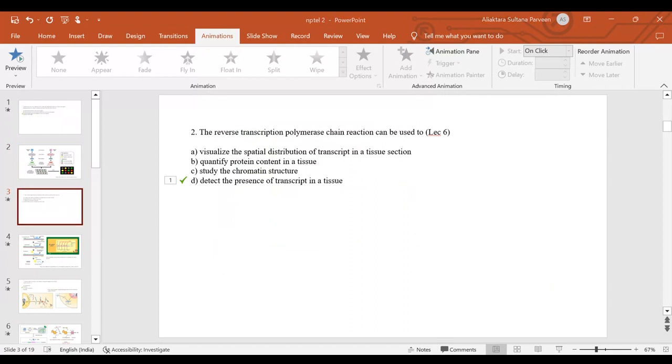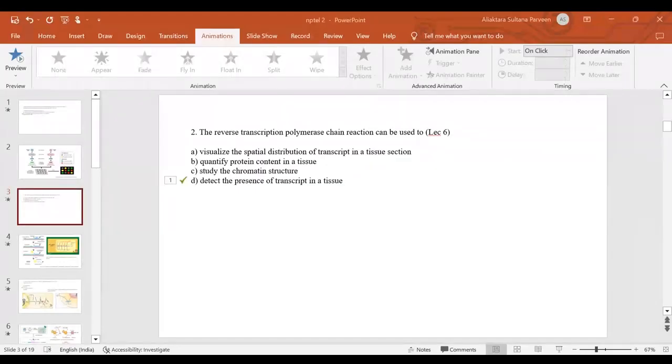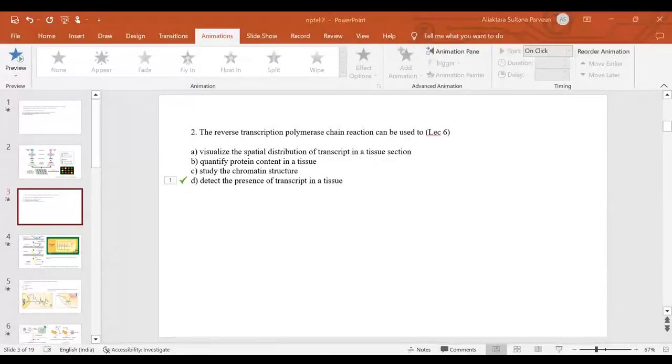Let's move to the next question. The reverse transcription polymerase chain reaction is used to... We know this reverse transcription polymerase chain reaction, if we shorten it, you all are definitely aware of it because of COVID, when the RT-PCR result used to come, right? So let's see what RT-PCR is. If you have no idea till now, we can have a look into it.